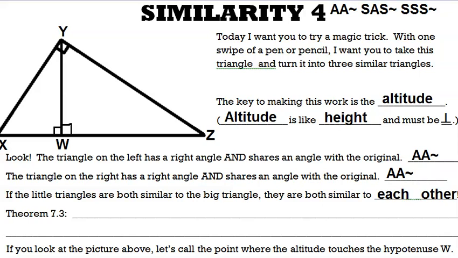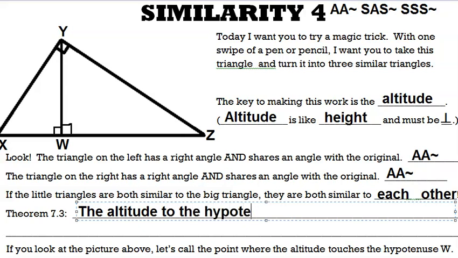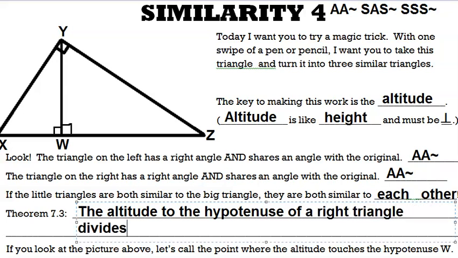Now, the theorem that describes this, if it sounds like I'm just repeating myself, it kind of is. I think we already did a pretty good job of talking about it, but the theorem is still necessary. The altitude to the hypotenuse, that's what we just did. We drew an altitude from the very top down to the hypotenuse of a right triangle. Gets a little bit wordy, so just be ready for it.